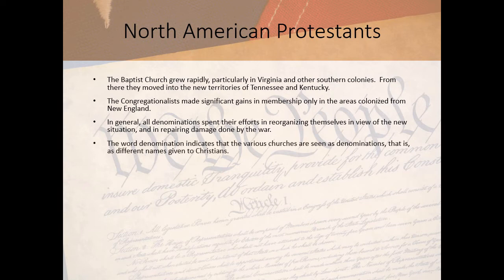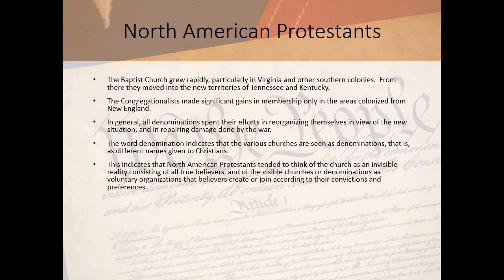The word denomination indicates that the various churches are seen as denominations, that is, as different names given to Christians. So this is a little bit different way of thinking as well. Yes, the churches are different denominations, but the church in general is all of that combined. So it's a little bit different way of looking at things. This indicates that North American Protestants tended to think of the church as an invisible reality consisting of all true believers, so this would be like the universal church, and of the visible churches or denominations as voluntary organizations that believers create or join according to their convictions and preferences.